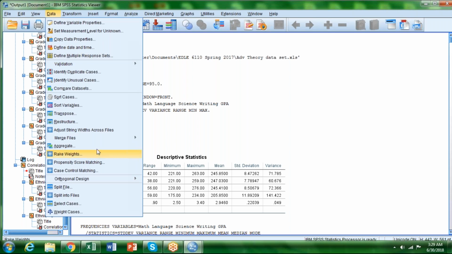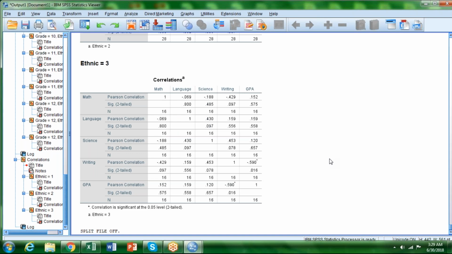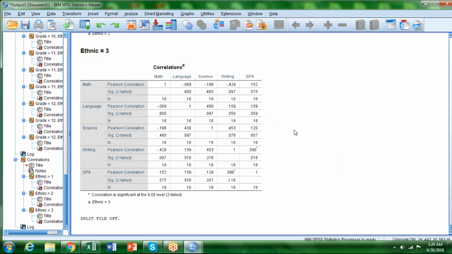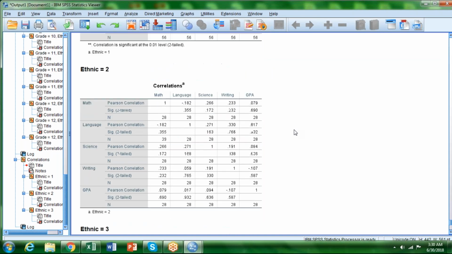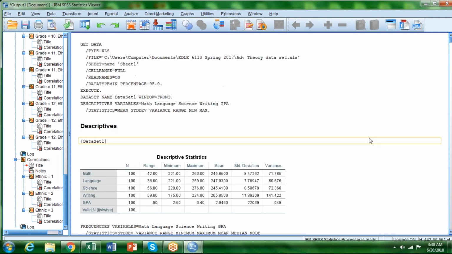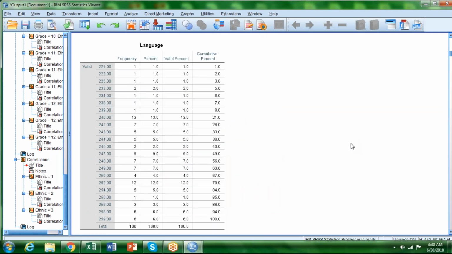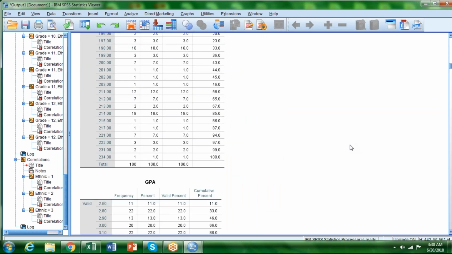When you're done, we'll remove the split files so that you're not confusing your data, and say OK, so that clears all of that. Then the next thing you do is just complete the assignment. I was going to show you, I'll go back to the very first one we did, how to take the correlation file.